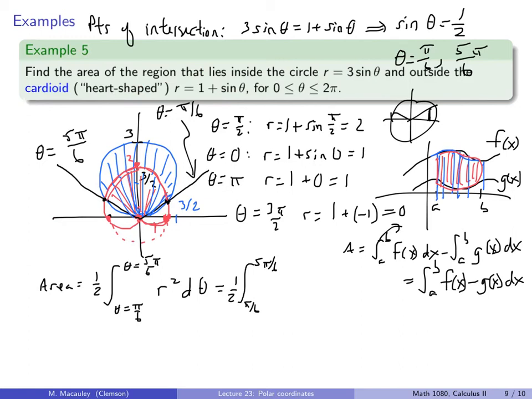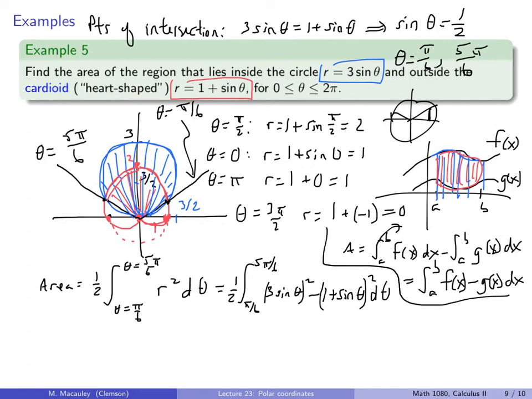This first curve, this circle, is equal to this. So r squared is (3 sine theta) squared. And then the lower curve, this guy, that's r equals 1 plus sine theta. So minus (1 plus sine theta) squared d theta. Now I'm running out of room, so let me separate that.